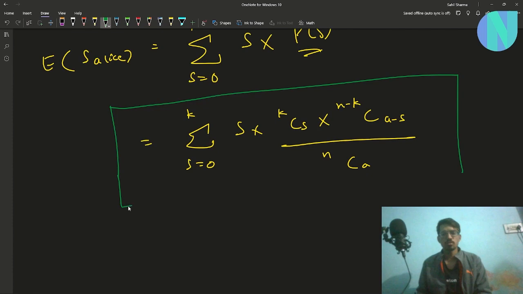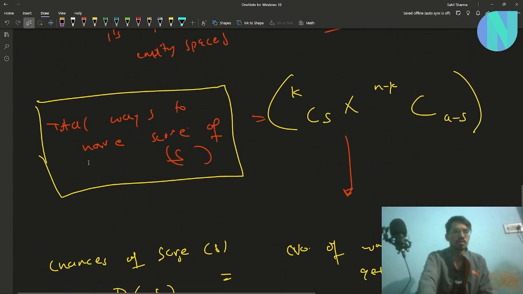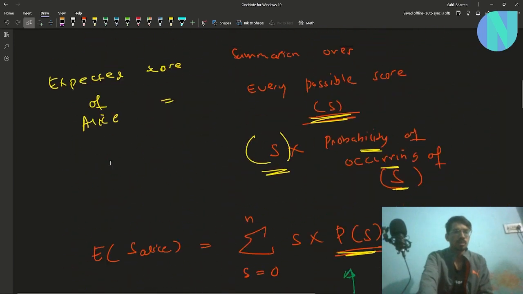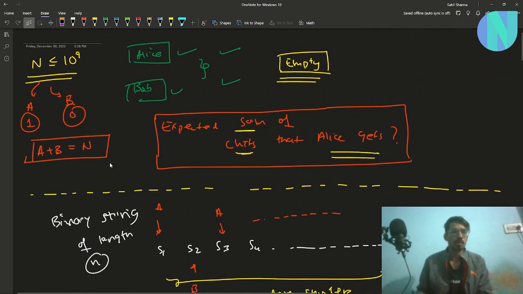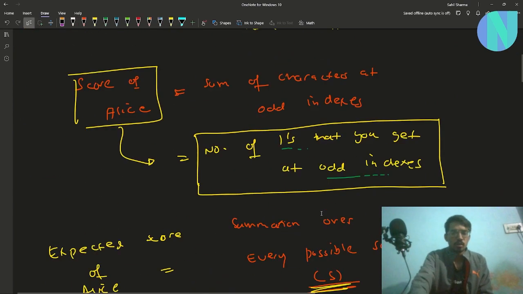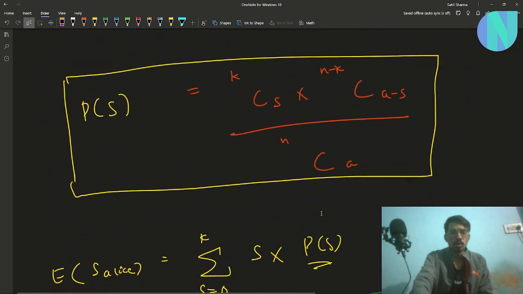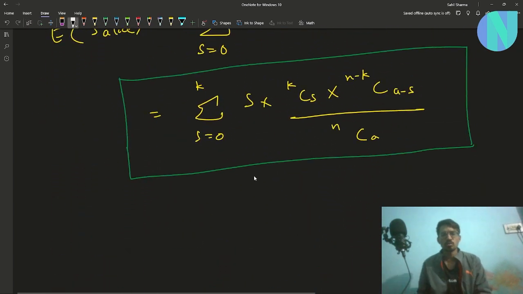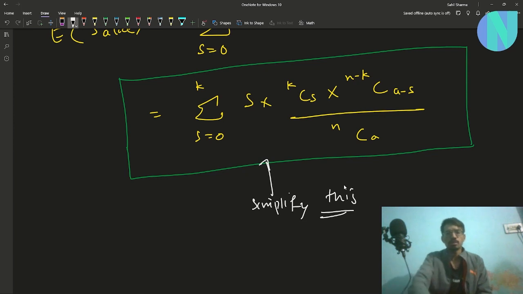If the constraints were lower, this would have been easy. But if you see the constraints here, they are up to 10 to the power 9. Your n can go up to 10 to the power 9, so your k can also go up to around 10 to the power 9. So we cannot do a normal summation here. To solve this, we have to simplify this. Now, how can we simplify this?